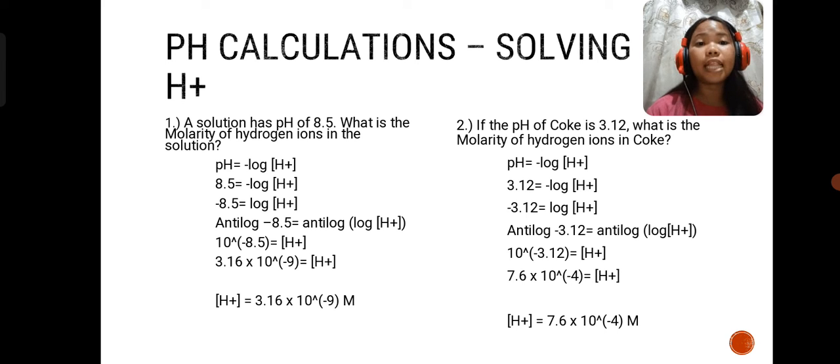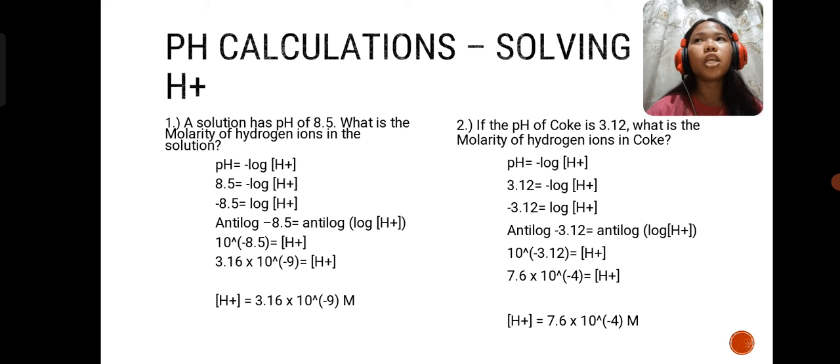So negative 8.5 equals the logarithm of H plus. The next step is we should do the antilog. If you're wondering what antilog is, the antilogarithm is the inverse of logarithm. For example, the logarithm of 1000 is equal to 3. Therefore, the antilogarithm of 3 is 1000. First comes the logarithm, then the antilogarithm.